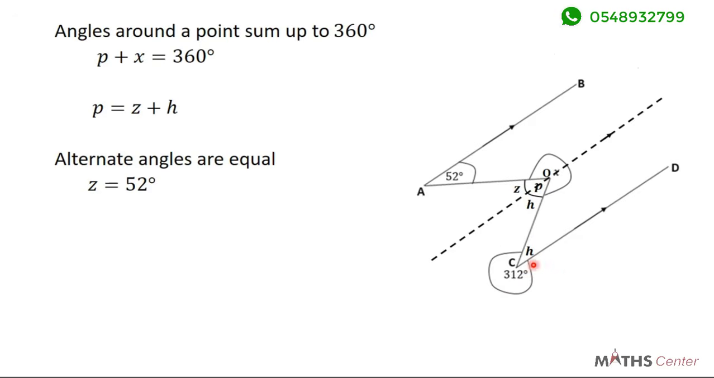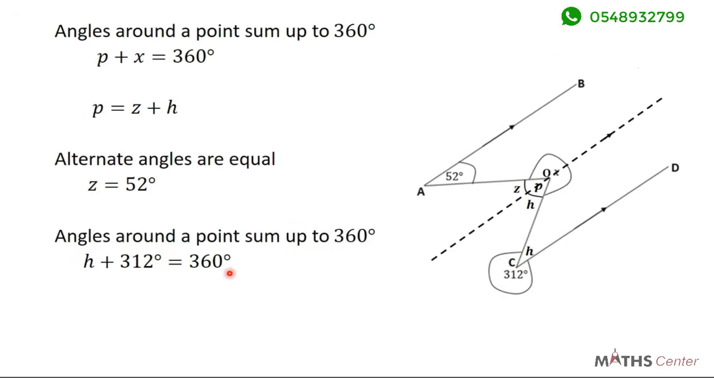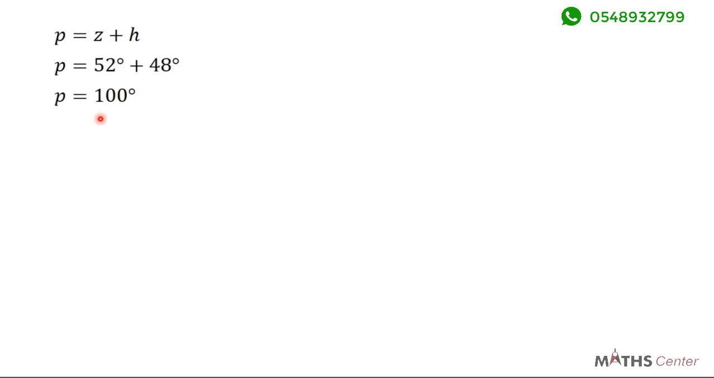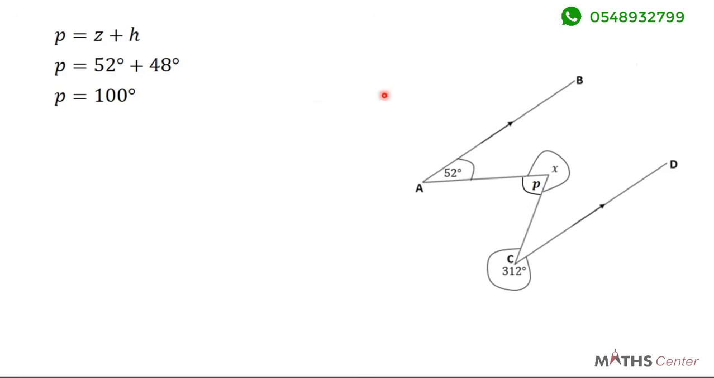We know that angles around a point will give us 360 degrees if you sum all of them. So H plus 312 degrees will give us 360 degrees. From here, we can find H, and we have found H to be 48 degrees. Now, we know Z to be 52 degrees, and H to be 48 degrees, so we can find P. P will be 52 degrees plus 48 degrees, and that will be 100 degrees.